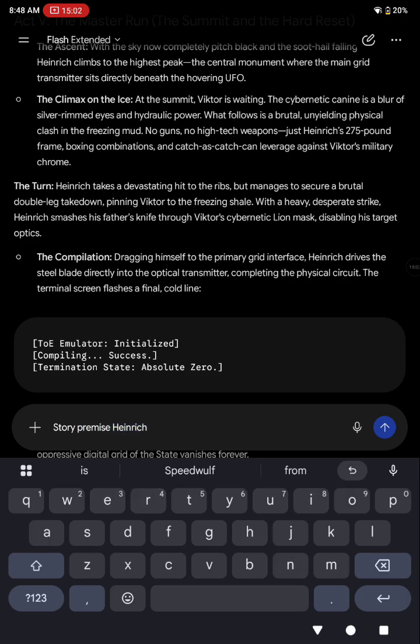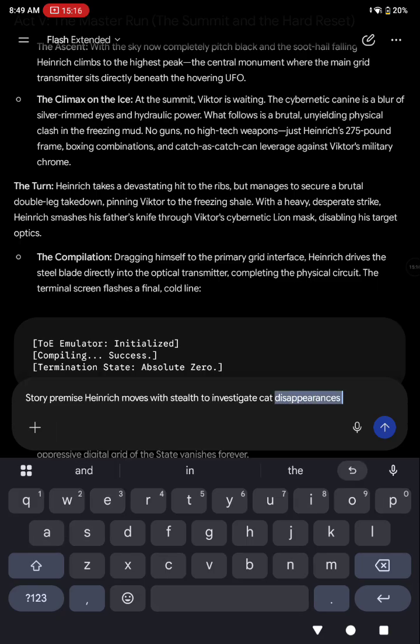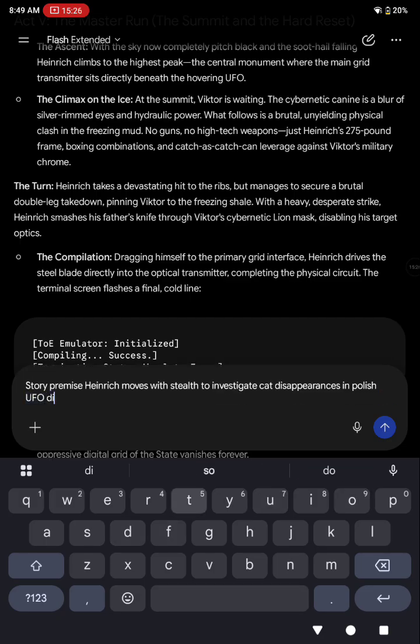Heinrich moves with stealth to investigate cat disappearances in a Polish UFO site.